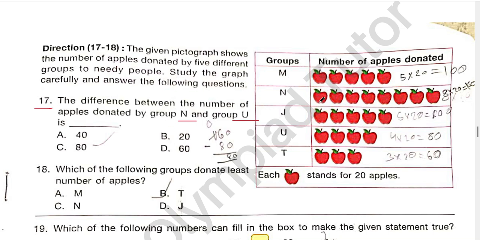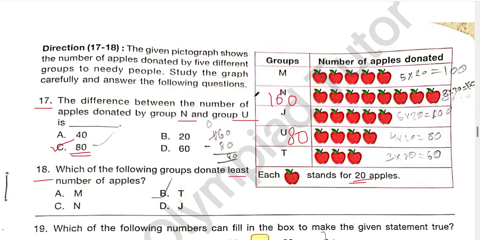Group N, we can check how many pictures are there. So it's 1, 2, 3, 4, 5, 6, 7, 8 pictures. This means 8 into 20 because each picture of apple stands for 20 apples. So for N it is 8 into 20, that is 160 apples. Group U has 4 pictures of apples, so it is 4 into 20, that is 80 apples donated. So difference here is 160 minus 80, that is 80, which is here in option C. Question 18 is, which of the following groups donate least number of?